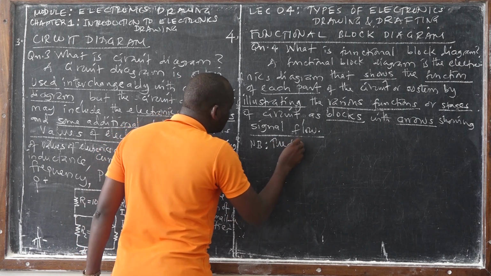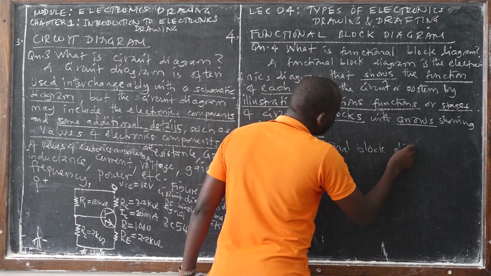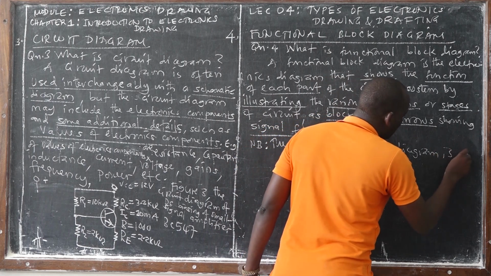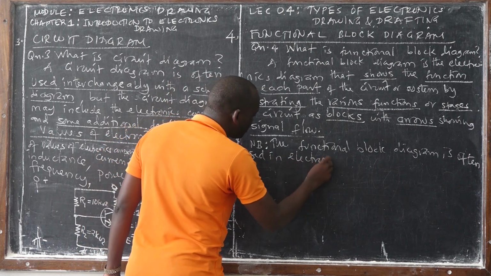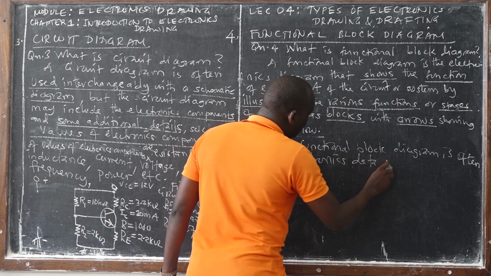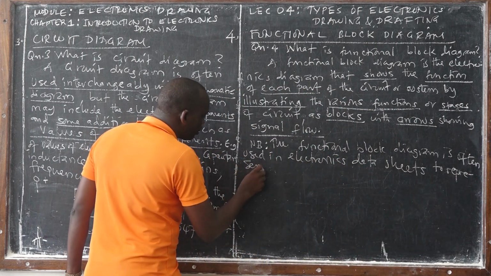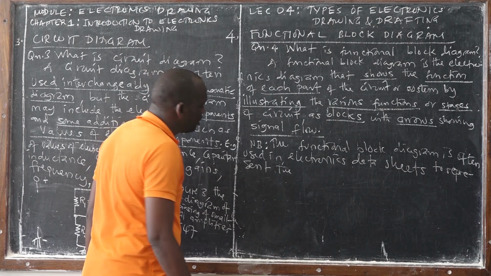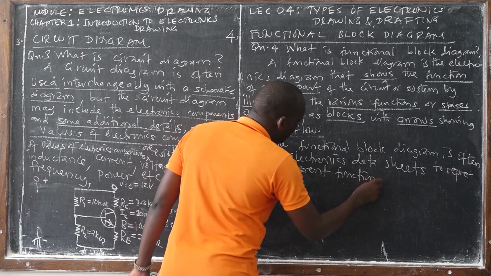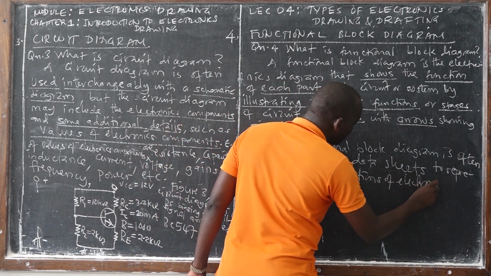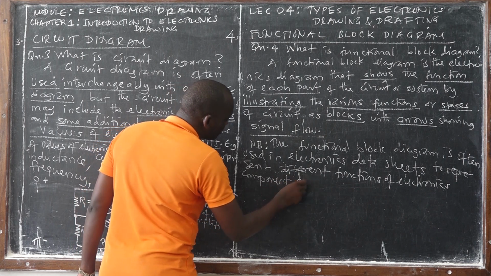So you say that the functional block diagram is often used in electronics data sheets to represent the function, or to represent different functions of an electronics component, or electronics device.